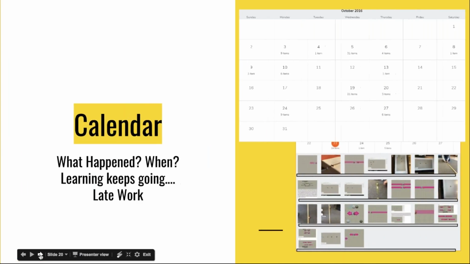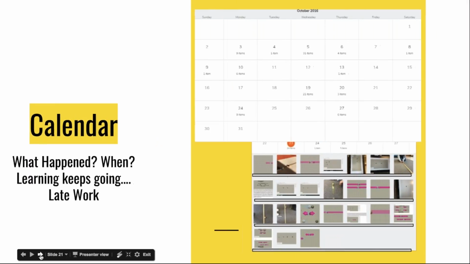So calendar is awesome. I just have to say that when students are absent mentally or physically, you can go back and see what day, see what kids have posted, and have a reevaluation or relearn if necessary. And you can see how many times you're using it and when you're using it, and go back. So again, it keeps learning going.